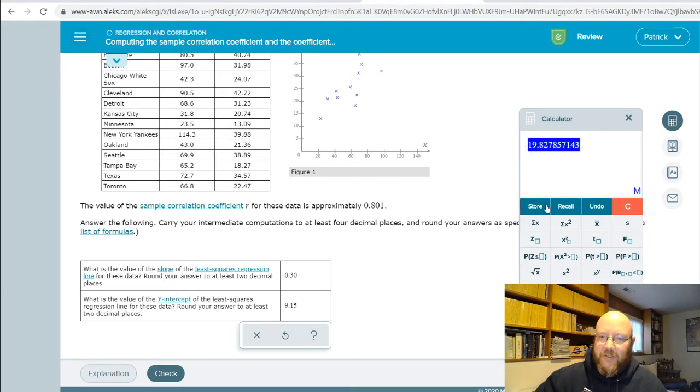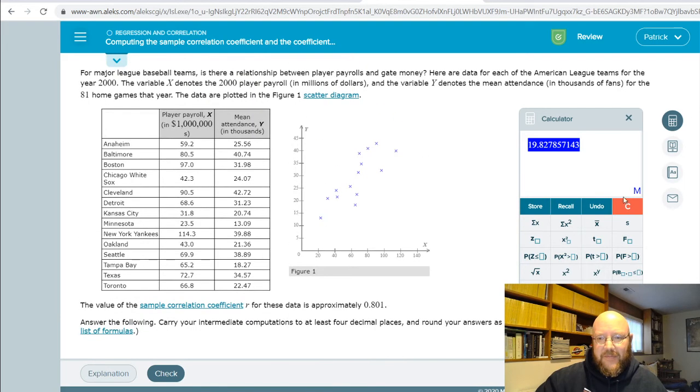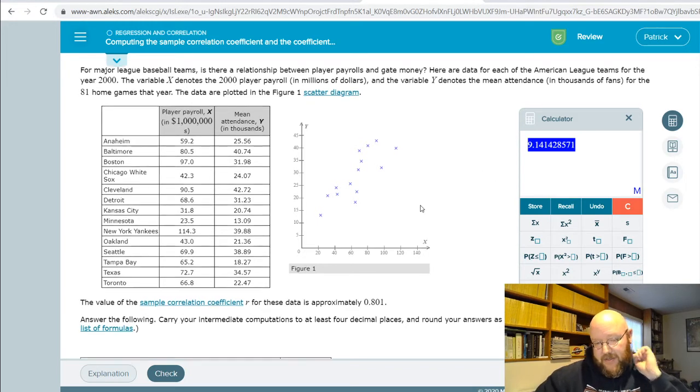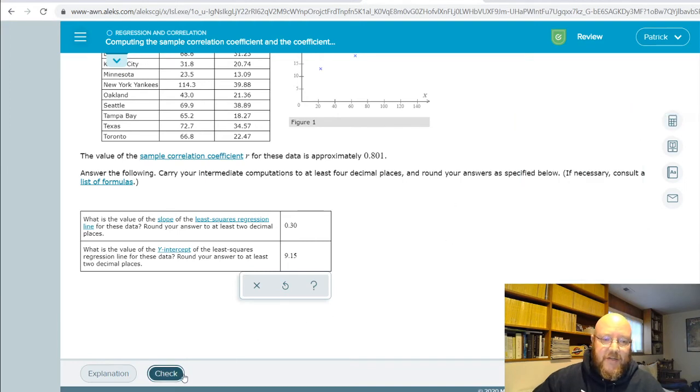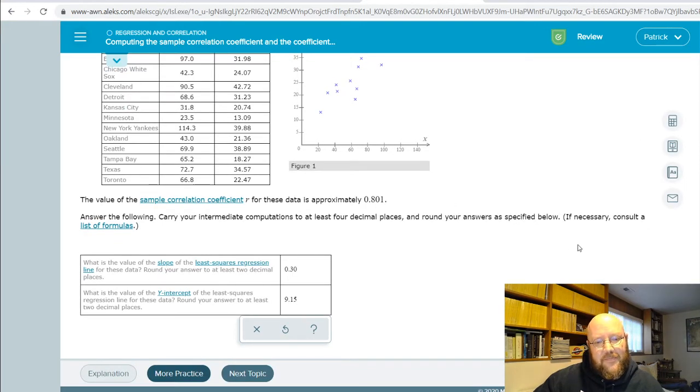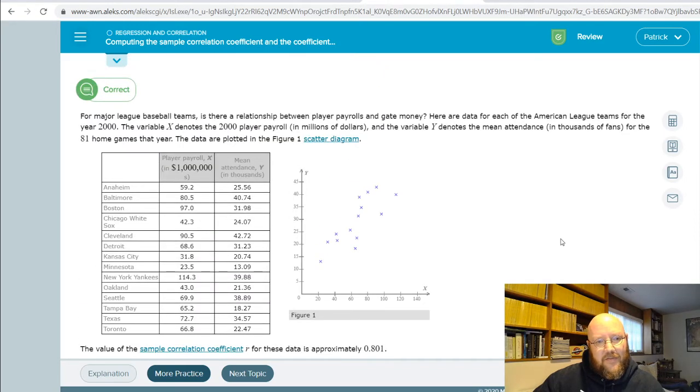Store that. Take this, store it in your calculator. Remember that, 19.82. And now we just need to figure out the mean of y. So take this, the mean of that, and then we're just going to subtract that other calculation that we stored. Oh, we're going to hit recall. There we go. Ta-da, there's our intercept, and see, they match. So you can do that either way. If you get these two problems right here, let's go ahead and check that. And there we go. We got them correct.